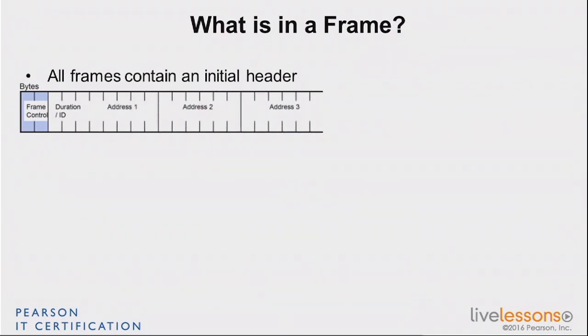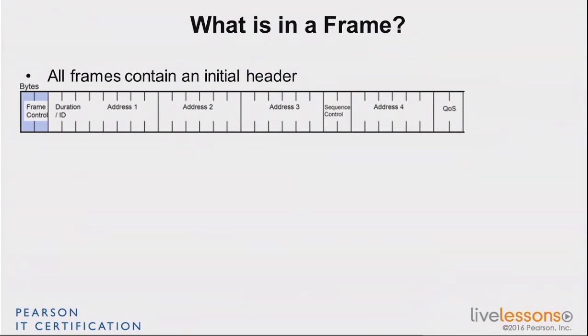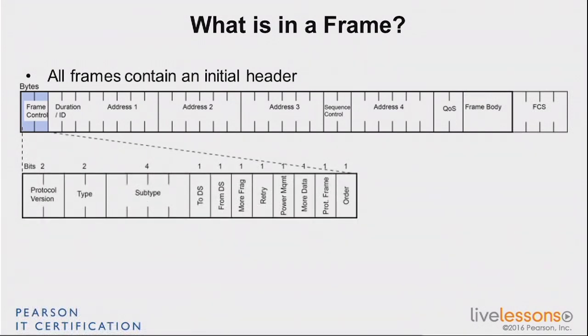And then there are addresses, and you see 3 of them, and sometimes actually 4. Then there is something we call the sequence control, and then some other fields in some cases like the QoS field if you use it. Okay, and then there is your frame body, and of course the frame check sequence. So what do we have here? In the frame control, it's the information about what the frame is about, what that frame is supposed to be representing.